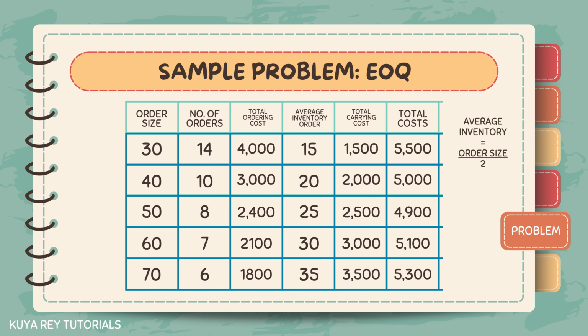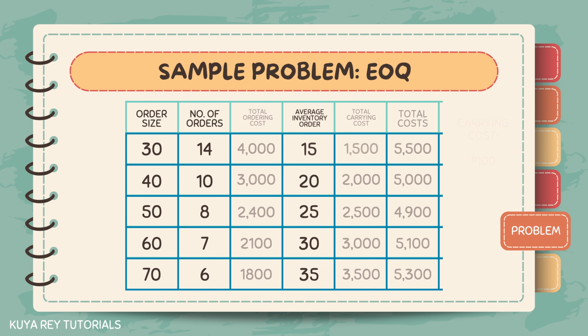Next, we need to determine the average inventory order, which is just dividing the order size by 2. Meaning, if we purchase 30 sacks per order, it is expected to have 15 sacks in the storeroom on average. Then, we multiply the average inventory to the carrying costs to determine the total carrying costs for the year. Meaning, if on average we have 15 sacks in our inventory, then multiplying it with the carrying cost per unit of 100 pesos, will lead us to a total of 1,500 total carrying costs.